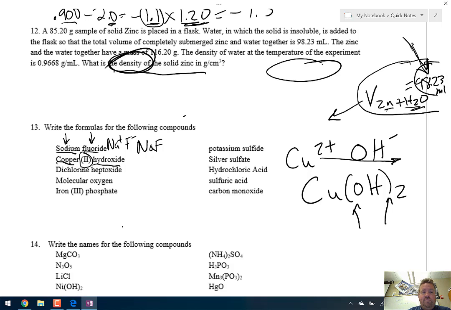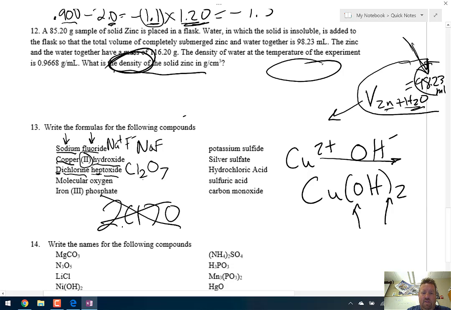Okay, the third one, dichlorine, nonmetal, oxide, nonmetal. Oh, this is a covalent one, so all I have to focus on are those prefixes. So dichlorine means there are 2 chlorines. Make sure you write it that way. Don't put the 2 in the front. And heptoxide means there's 7 oxygens. Okay, Cl2O7. Don't ever write it like this, 2Cl7O. You don't ever write formulas like that. Okay, the number always comes after, and it's a subscript. It's that little number down in the corner.